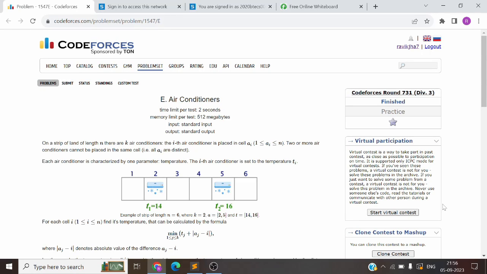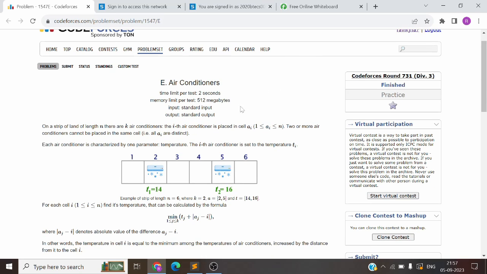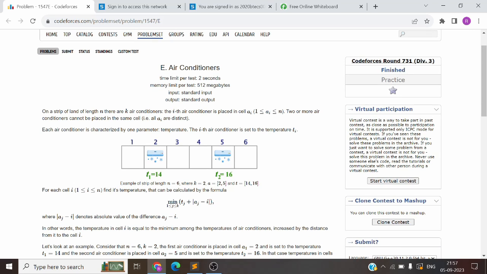Welcome to day 2 of the 30 days CodeForces challenge, and today we are going to solve the problem Air Conditioner. This is the second day of the challenge. The playlist will be available on the channel, so you can go and visit there. Today we will be discussing this problem.